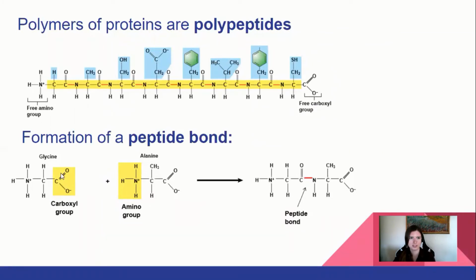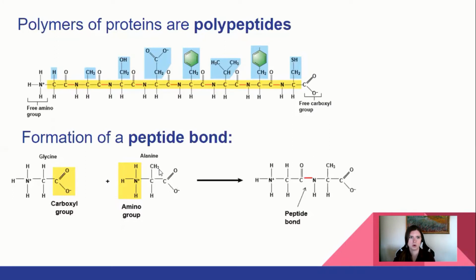acid. So we can see both these amino acids, glycine and alanine, have an amino group. Here we see an amino group. Here we see an amino group. And both also have a carboxyl group. Here's a carboxyl group. Here's a carboxyl group. And their R groups would be here and here.